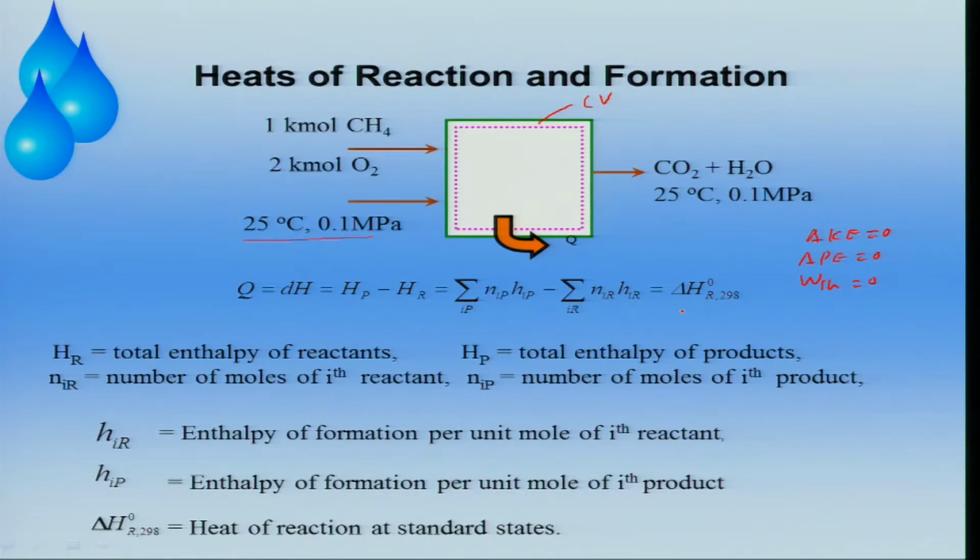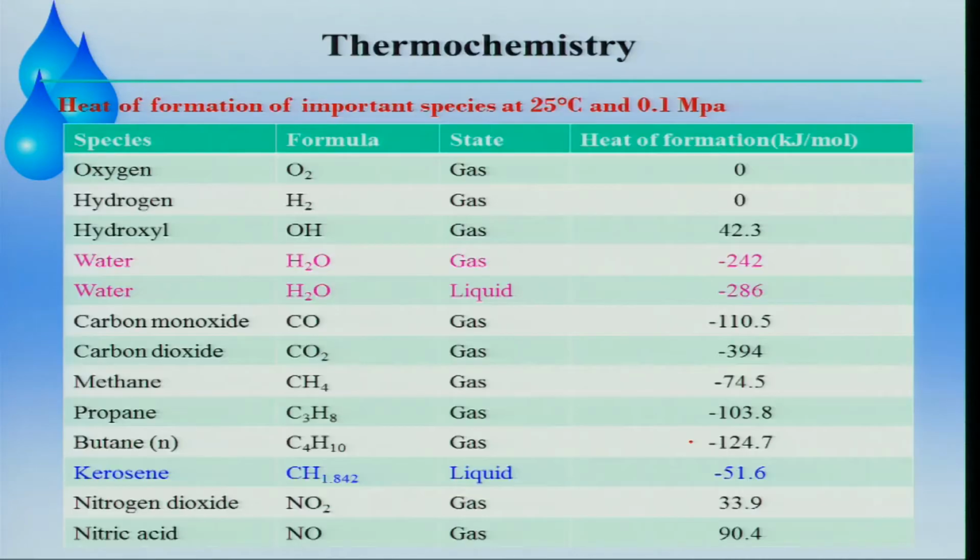And keep in mind that this portion is known as the heat of reaction at standard state. What is the standard state? That is 298.15 K. This we call the heat of reaction, right. And this heat of formation, per unit mole of either the reactant or any species, you can get from the table. I will just show you that various tables are available.